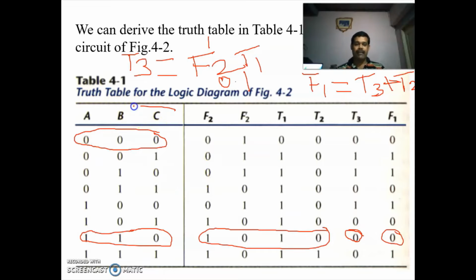Similarly, we have to find all the values of this truth table. Here you are having 3 inputs, so you'll be getting 8 combinations from 0 to 7. By using the Boolean functions for these outputs, you have to substitute these values in the particular Boolean function and find the truth table.